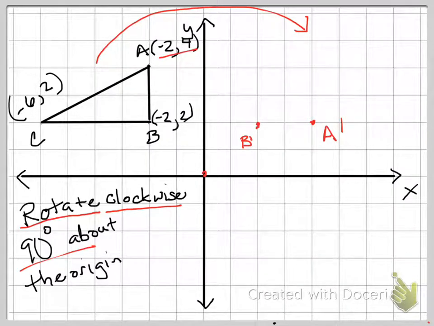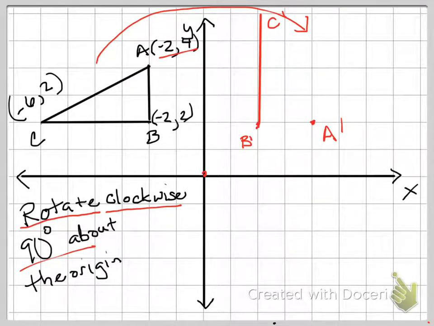And then this one's going to get rotated over here to 2, 6. So 2 and then up 6. 1, 2, 3, 4, 5, 6, which is right there. So that's going to be our C prime. So if we connect all of those points, again, this one's a tough one to see.